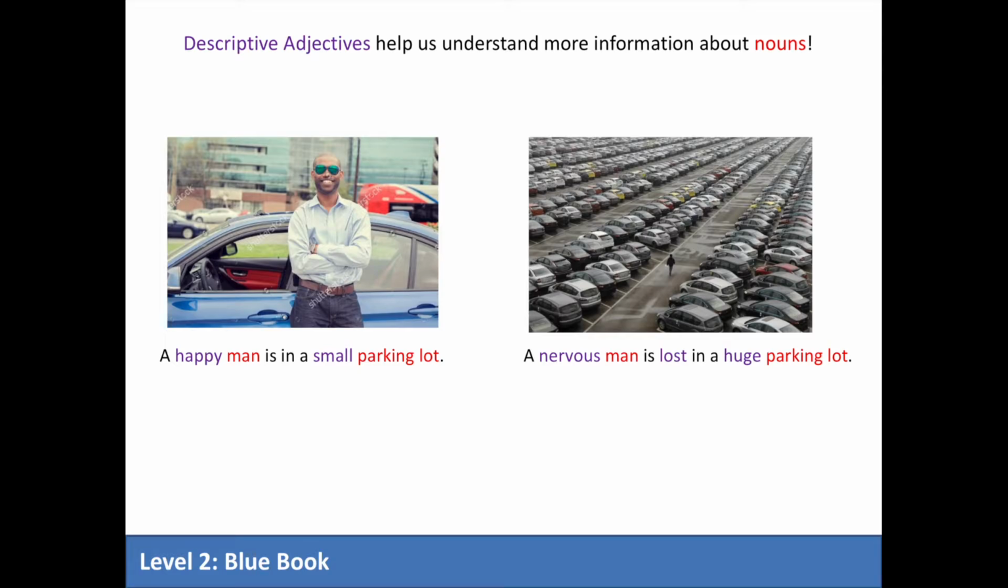In both pictures, we have a man in a parking lot. However, when I add descriptive adjectives, the difference between the pictures becomes more clear. For example, we have a happy man in a small parking lot. Whereas in our second photo, we have a nervous man lost in a huge parking lot. As you can see, these descriptive adjectives help us to understand more information about the nouns from each photo.